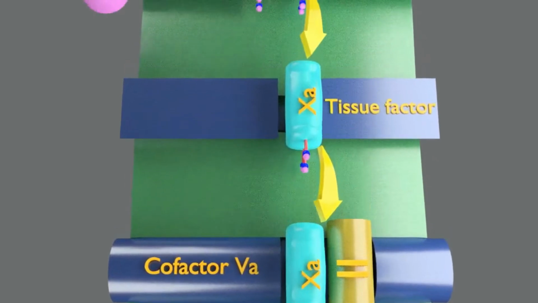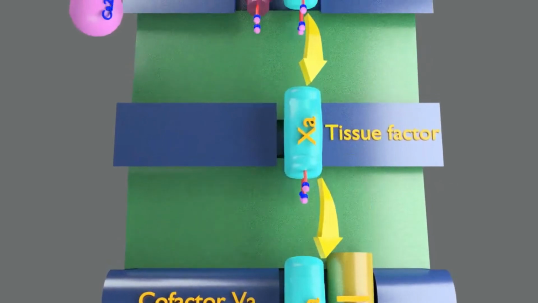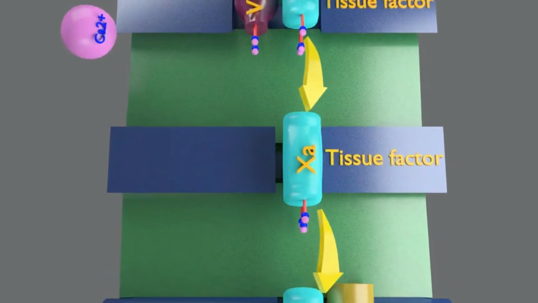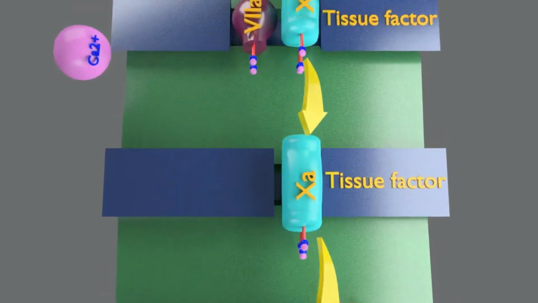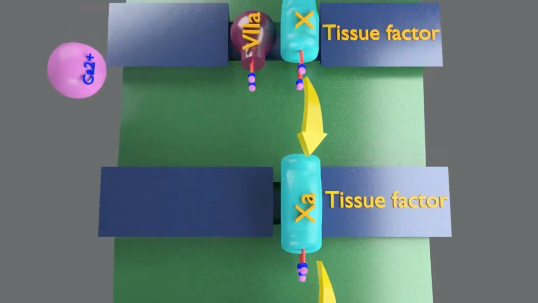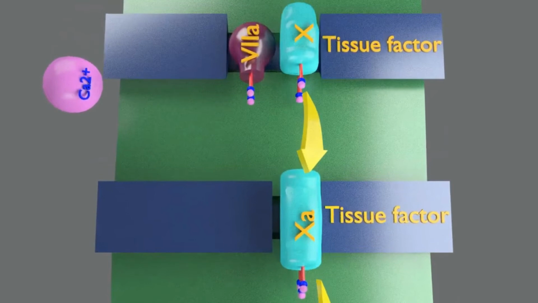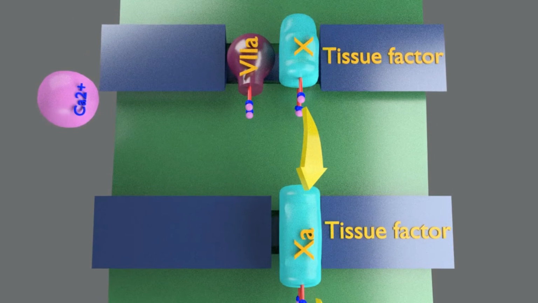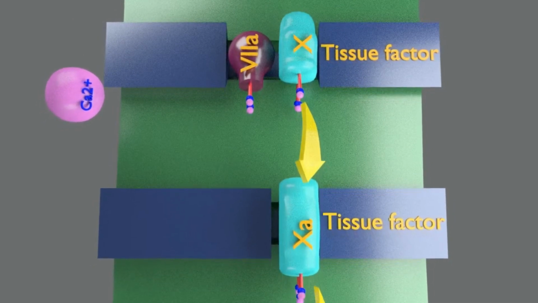Instead, the extrinsic pathway comprising factor 7, 10 and tissue factor, which are located in the phospholipid membrane of endothelial cells of blood vessels, are shown here. Damage to the endothelial tissue causes activation of factor 3, otherwise called tissue factor. The activated tissue factor activates factor 7 as seen here. Now activated factor 7 activates factor 10.